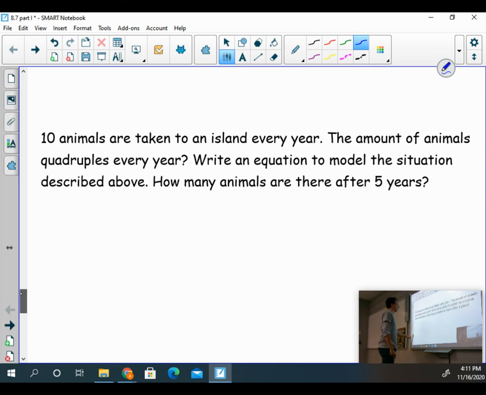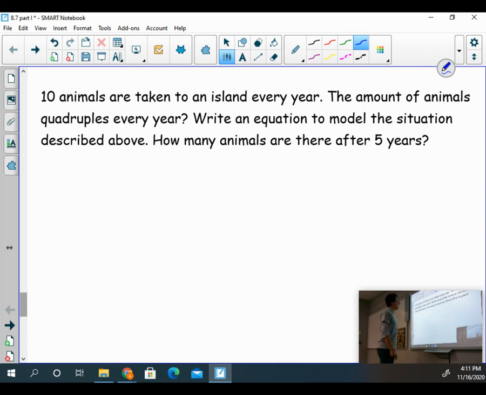Okay, last problem for this video. 10 animals are taken to an island every year. The amount of animals quadruples every year. Write an equation to model the situation described above. How many animals are there after 5 years? Use your knowledge of exponential functions and try and create an equation to describe this situation. I'll give you a chance to do it. Pause the video, and then we'll look at it together.